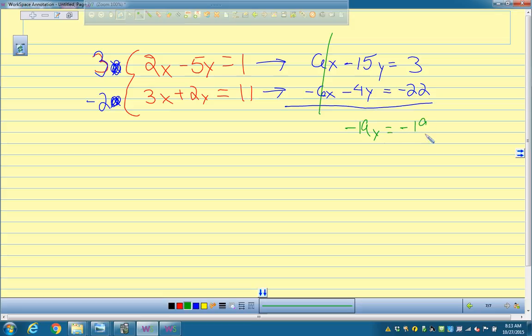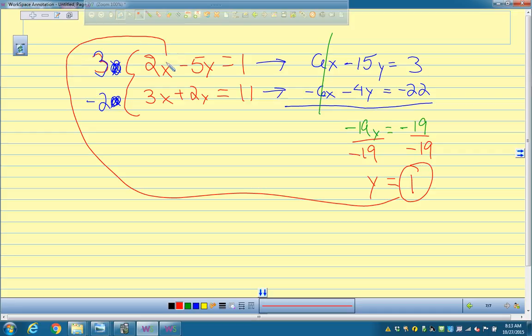What's 3 plus negative 22? Negative 19. What's negative 19 divided by negative 19? 1. Finally one that works out nice and neat. Okay, negative 19. And that means that y equals 1. And then I'm going to take that and plug it back in. I just plug it back into one of the original equations. So, whoops, I'm not going to plug in there, am I? I got y, so I'm going to plug in here.